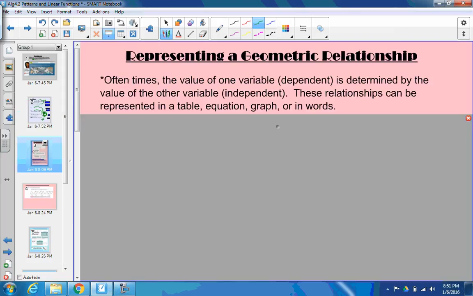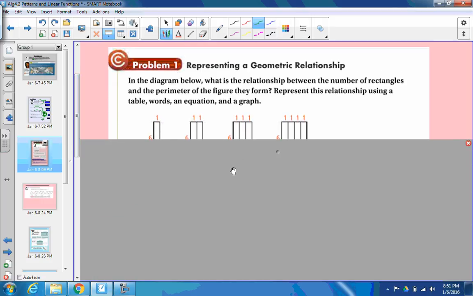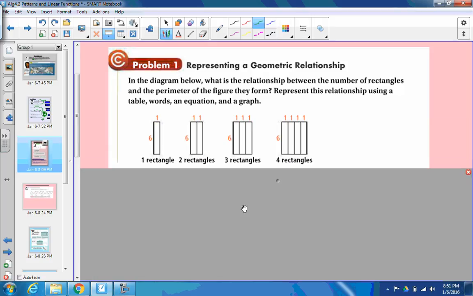All right, let's get to the meat and potatoes of this stuff right here. So first thing is representing a geometric relationship. Let's read this through. Oftentimes the value of one variable, the dependent variable, is determined by the value of the other variable, which would be the independent variable. These relationships can be represented many different ways, including tables, equations, graphs, or in words. So we're going to do that now. Here's the situation. Problem 1 says, in the diagram below, what is the relationship between the number of rectangles and the perimeter of the figure they form?